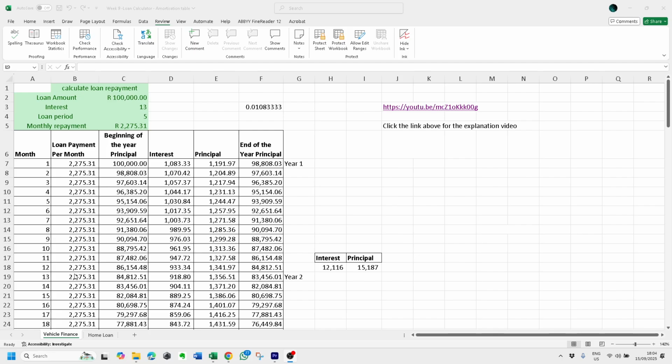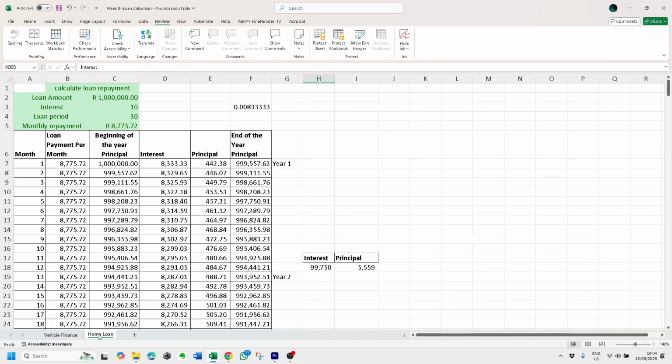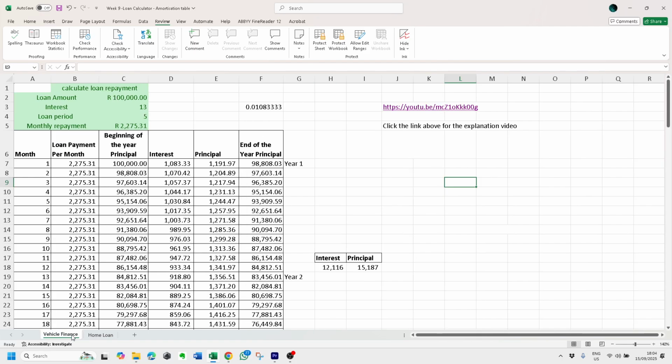And you can see here we've got two tabs. One is for your vehicle finance that you want to pay off, and one is for your home loan that you want to pay off. Let's start with the vehicle finance. I'm just going to run through a few things.